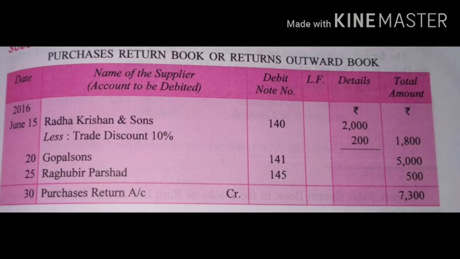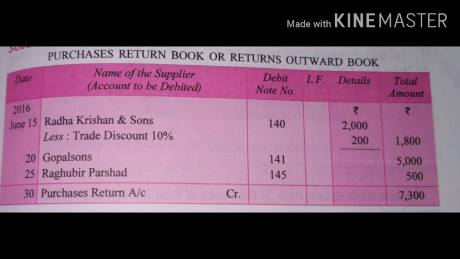So on the 25th we will write Raghuveer Prasad, his account will be debited, in the debit note number column we will write the number, that is 145, and in the amount column we will write the amount. So this way this purchase return book is maintained.